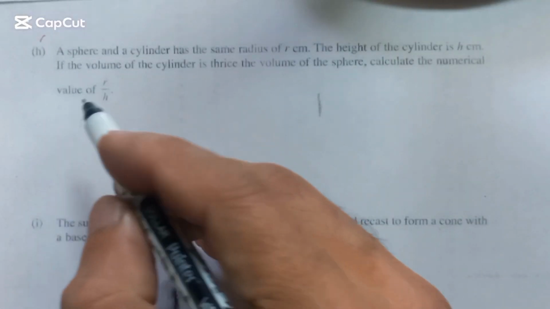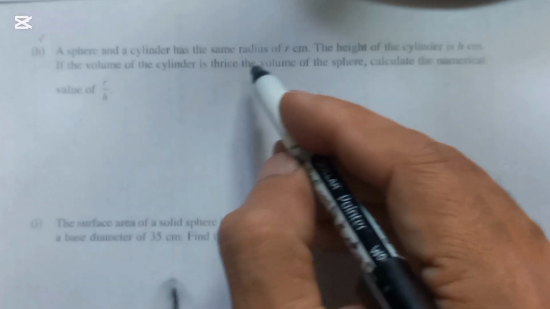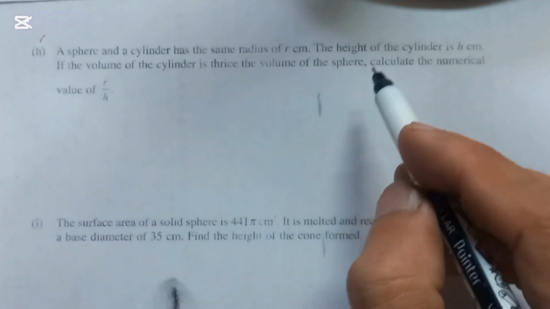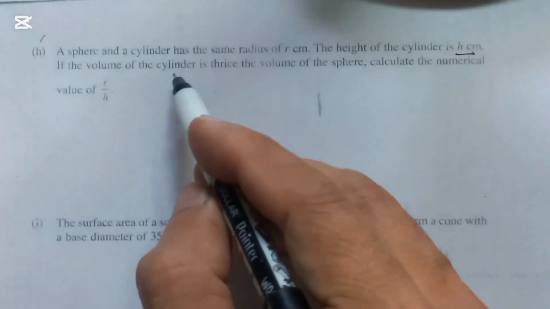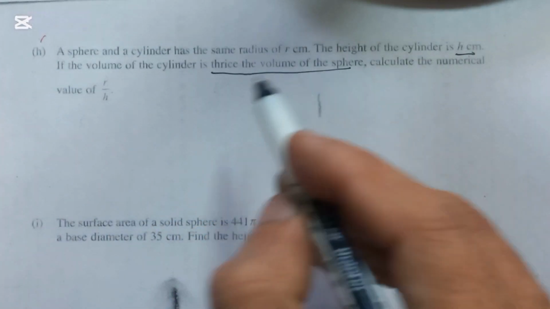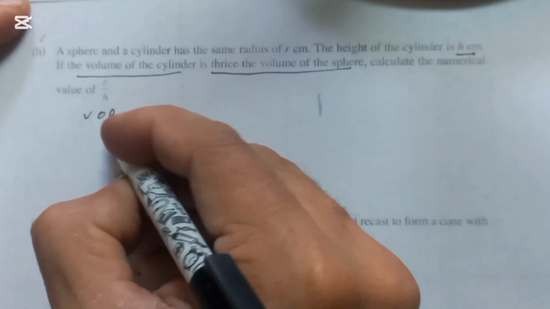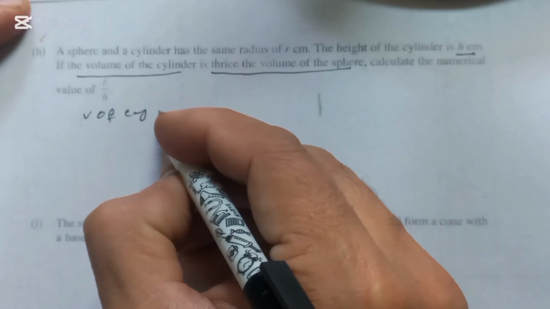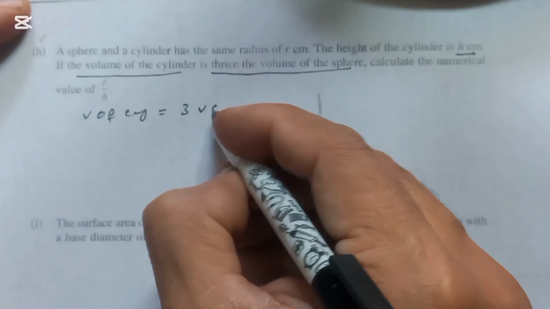Statement of this part is: a sphere and a cylinder have the same radius. So radius is the same for both figures. The height of the cylinder is h. If the volume of the cylinder is thrice the volume of the sphere, it means the volume of the cylinder is thrice the volume of the sphere.